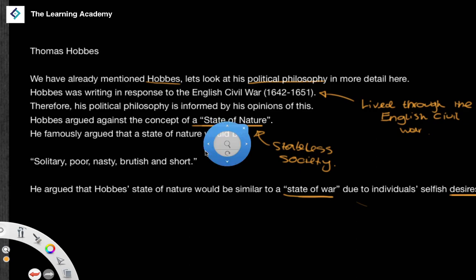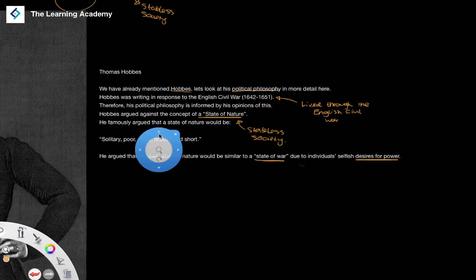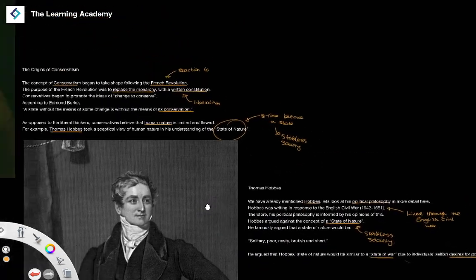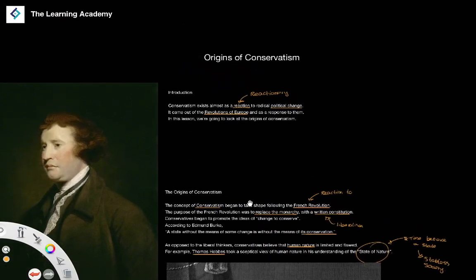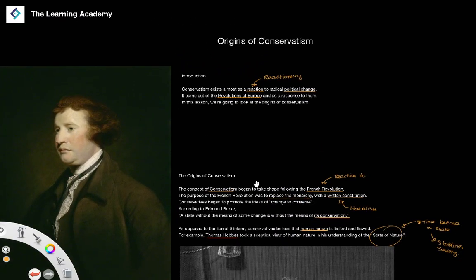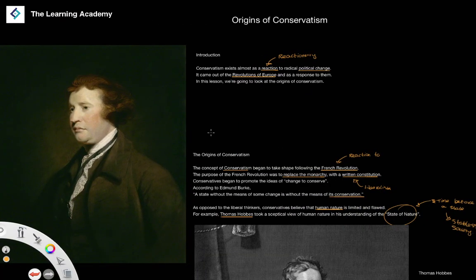So in the next lesson, we're going to talk about what human nature, what society, what the economy, and what the state would look like in a conservative framework. And all we've done in this lesson is take a look at the origins of conservatism, the basic concept of conservatism as a reactionary ideology, something that is in response to radical political change.